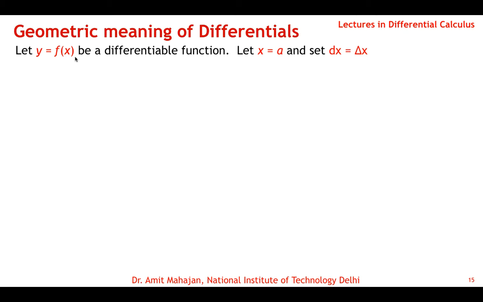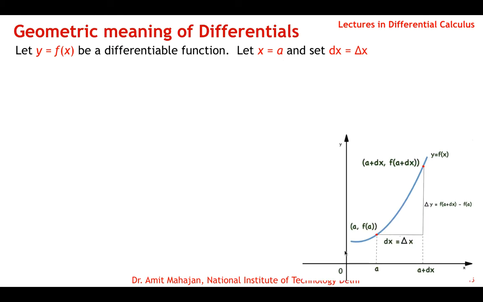Let y is equal to f(x) be a differentiable function, and let x is equal to a be a point, and let us set dx as delta x. Let x plus dx be the neighborhood point of the point x is equal to a. So you have a point x is equal to a, and a neighborhood point a plus dx. You have a curve y is equal to f(x), so at point a the corresponding point is (a, f(a)), and at point a plus dx the corresponding point is (a plus dx, f(a plus dx)).